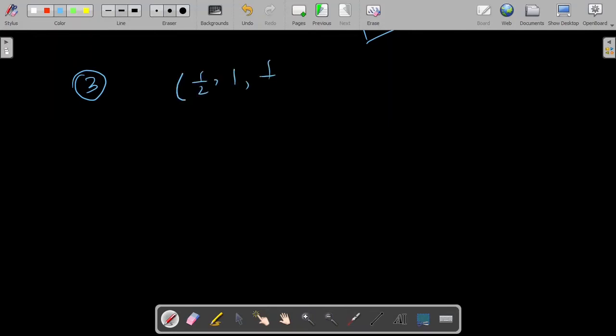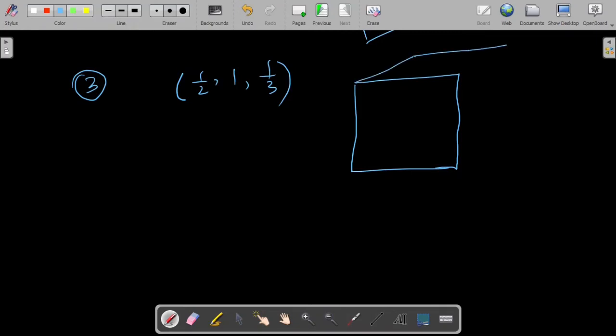Half, 1, 1/3. This point you have to show in a cubic unit cell. So draw a cube, and then draw the origin. With your convenience, there is no compulsion how you have to draw it. So half, 1, 1/3. In this direction, let's take y. In this direction, let's take x. In this direction, let's take z.